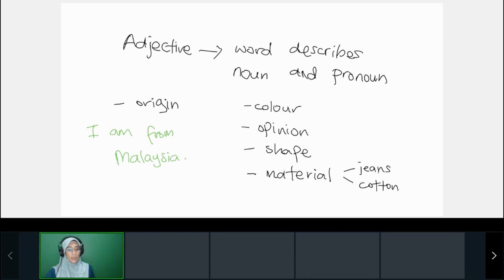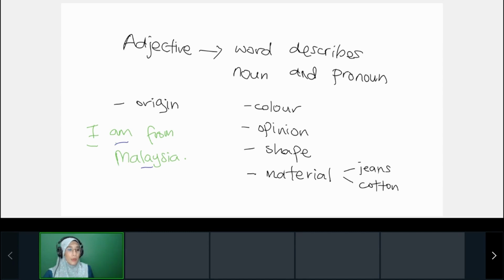Right? I am from Malaysia. So "I" is a pronoun, right? "Am" is actually a verb. "From"—where is from? It can be a preposition as well. So we have a country's name, Malaysia. So, I am from Malaysia.